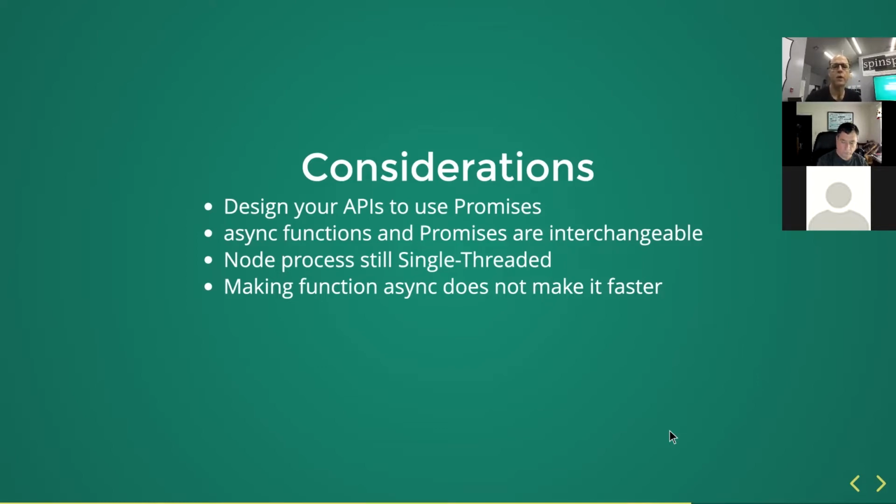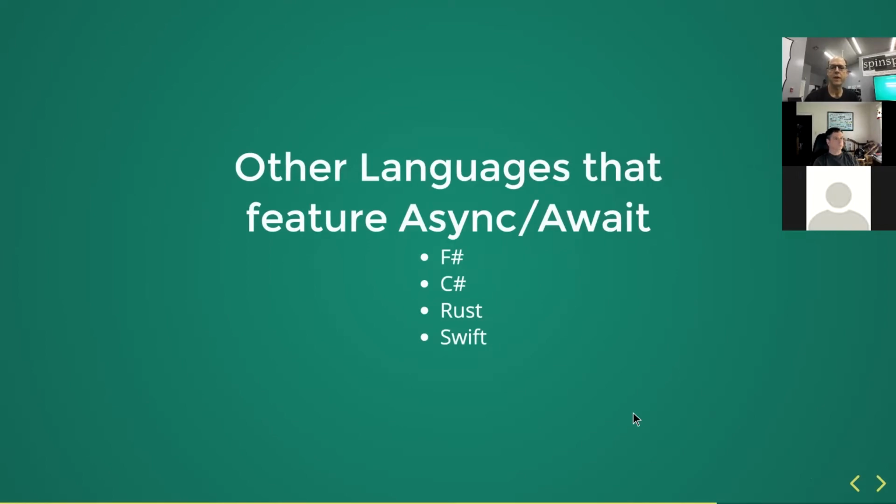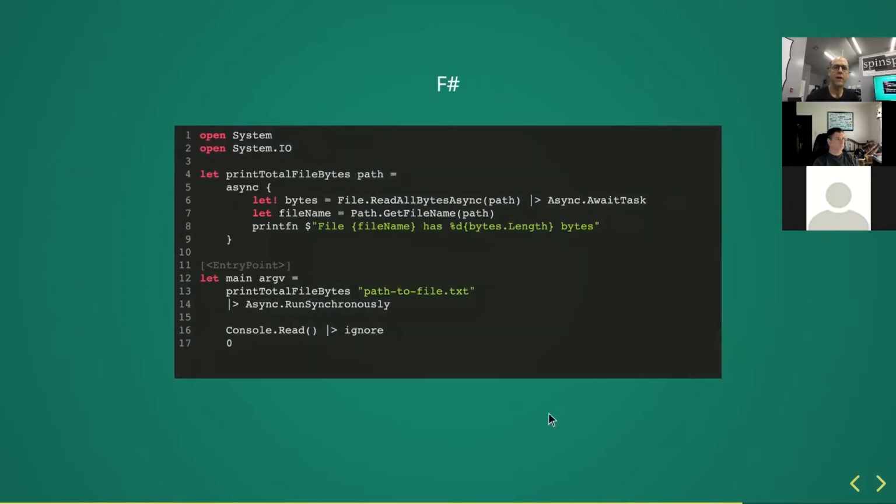And like I said before, the Node process itself is a single threaded process. So just putting async in front of your function does not make the function any faster. It just makes it asynchronous. That's another consideration. Some of the other languages that have this feature, I mentioned C# and I think Swift before, but F# I think has had this for well over 10 years. So that is a feature.